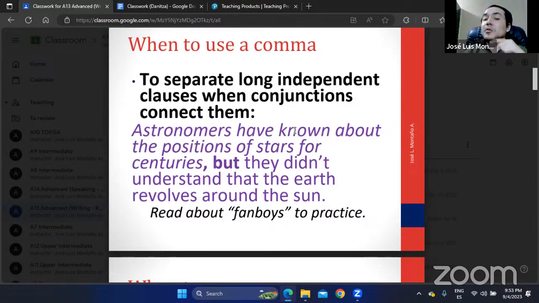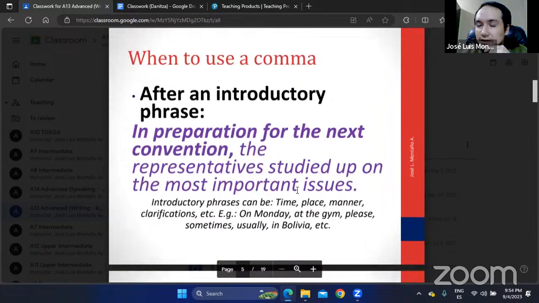My only requirement is to use one FANBOY, one coordinating conjunction that you don't frequently use. Don't use "and," don't use "so," don't use "but." Use one of the FANBOYS that you don't use frequently. Then, one sentence with an introductory phrase. Also here, I cannot ask you to be complex, but try to be complex as well.